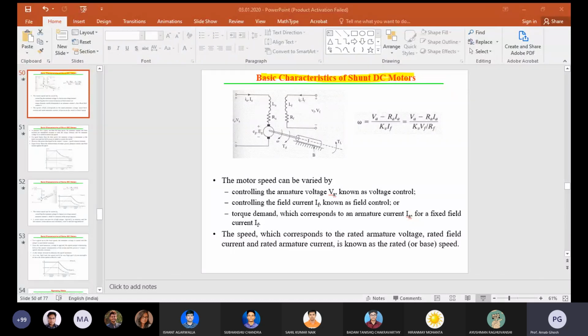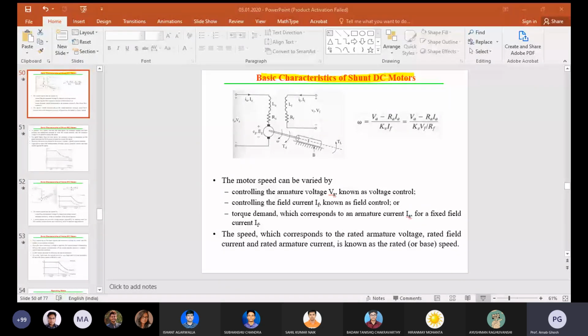Okay, once the rated armature voltage is applied, the speed-torque relationship follows the natural characteristics of the motor, and the power, torque into speed, should be constant. After base speed, power is constant. So if you make the speed fixed, then torque will vary, or if you make the torque fixed, then speed will vary.